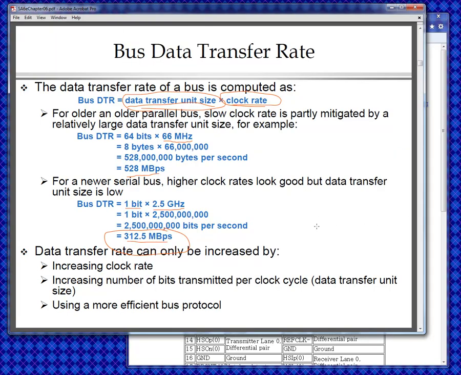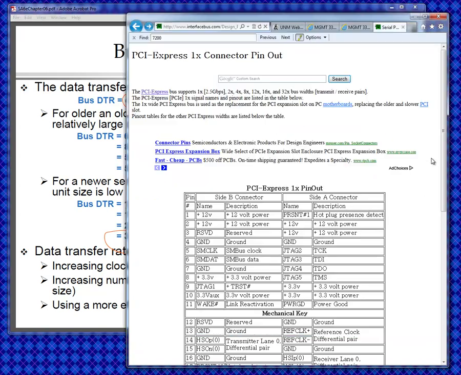So the bottom line is that bus data transfer rate, while it looks pretty small when measured one channel, one direction, or one bit at a time, actually can get pretty large through bidirectional data transfer and larger bus widths, meaning larger numbers of bits carried at a time.